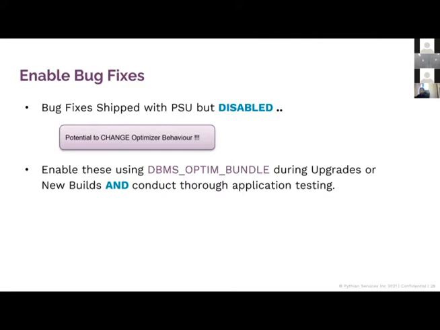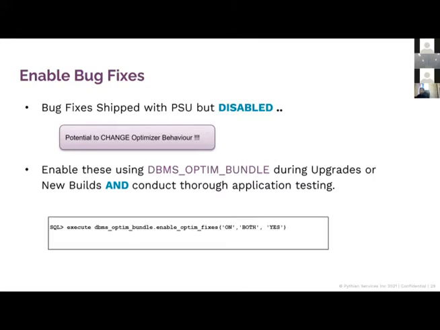enable these particular bug fixes. As I said, these bug fixes have the potential to change optimizer behavior. That's why they are disabled by default. But since we're migrating and upgrading, this is the perfect time to actually enable these bug fixes and test out your application. The way to do this is this particular command. You use DBMS_OPTIM_BUNDLE and you enable all the bug fixes that are there.